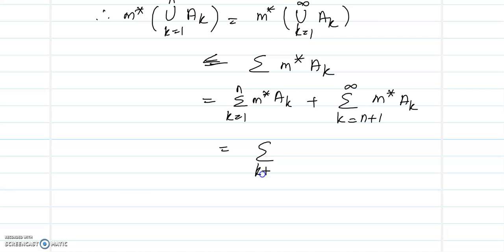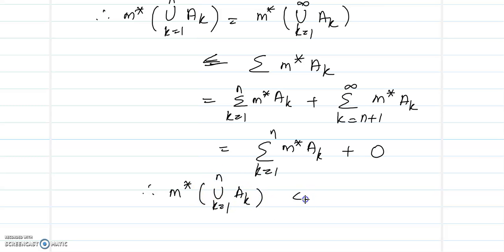Now this will be summation k equal to 1 to n, n star of ak, plus the n star of 5 will be equal to 0. So therefore we will get n star of union k equal to 1 to n ak less than or equal to summation k equal to 1 to n n star of ak. So that is the property that n star is finite subadditive.